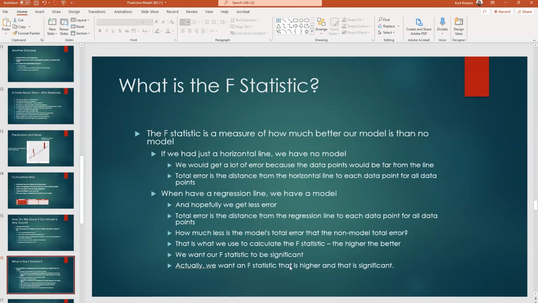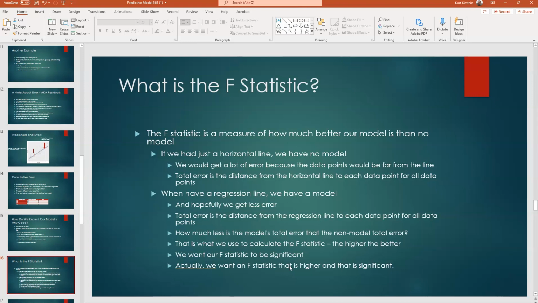And here's a little bit more on the F statistic. The F statistic is a measure of how much better our model is than no model at all. If we just had a horizontal line, we would have no model. That would be basically a mean value across a data set. We get a lot of error because it would be pretty far from most of the data points. They would probably be a lot higher and a lot lower.